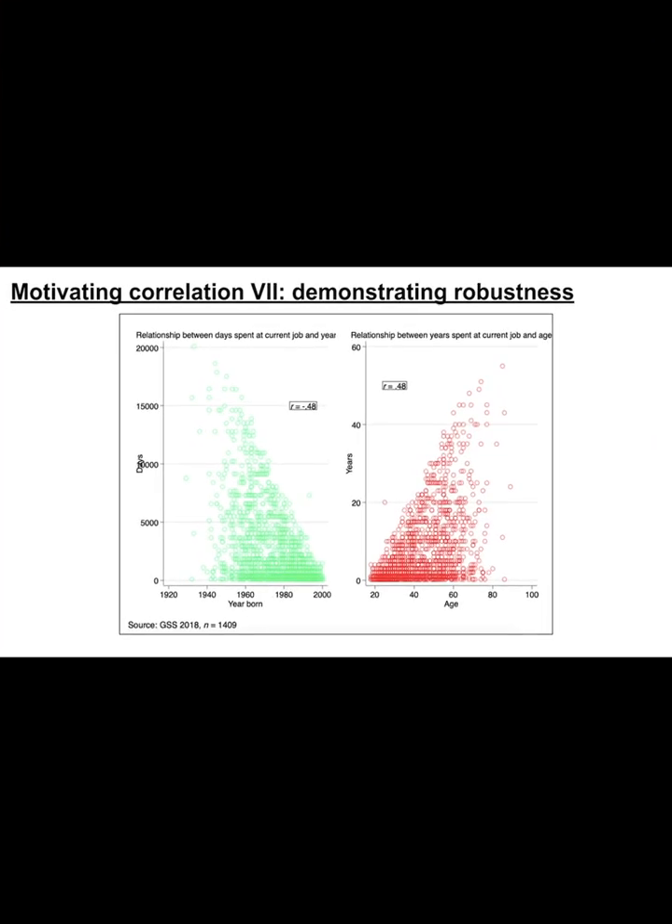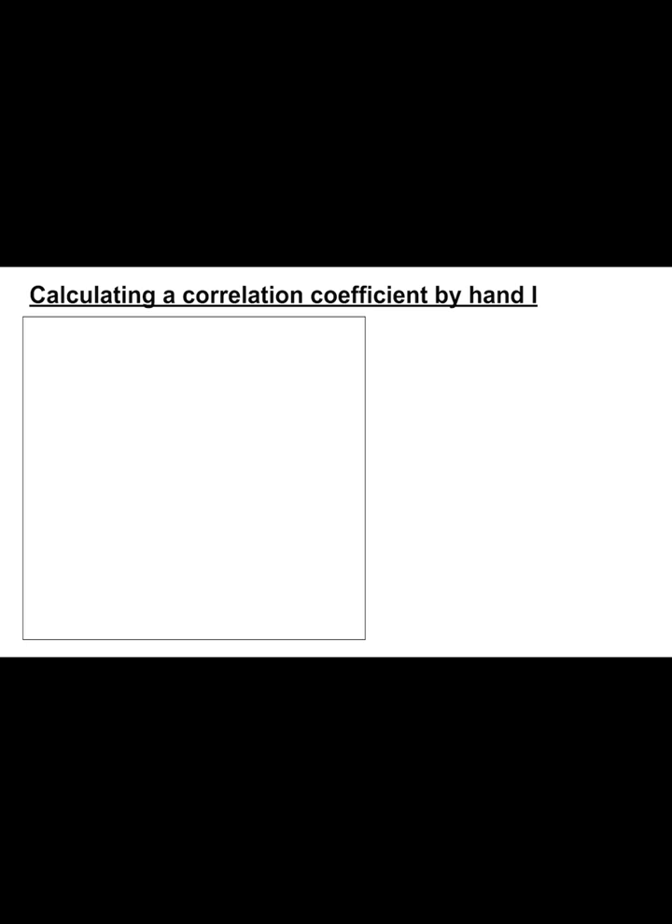But notice here that the pattern of relationship between these two things is fundamentally the same. And the correlation coefficient, although it swaps sign, is exactly the same. It's 0.48. And that's because we see the same basic pattern here. So the correlation coefficient is nice and robust.